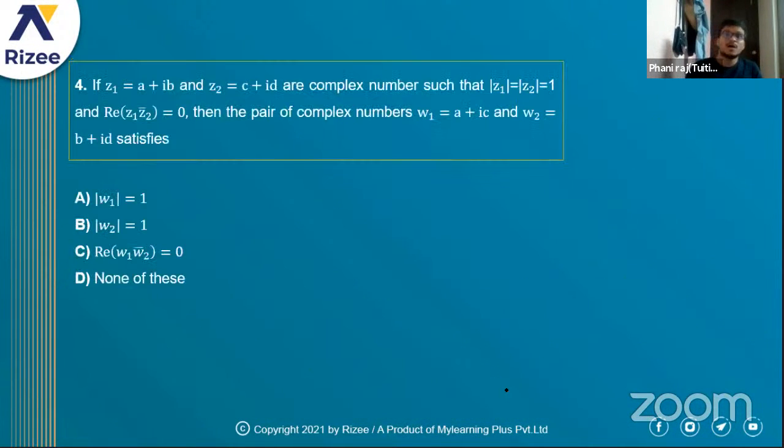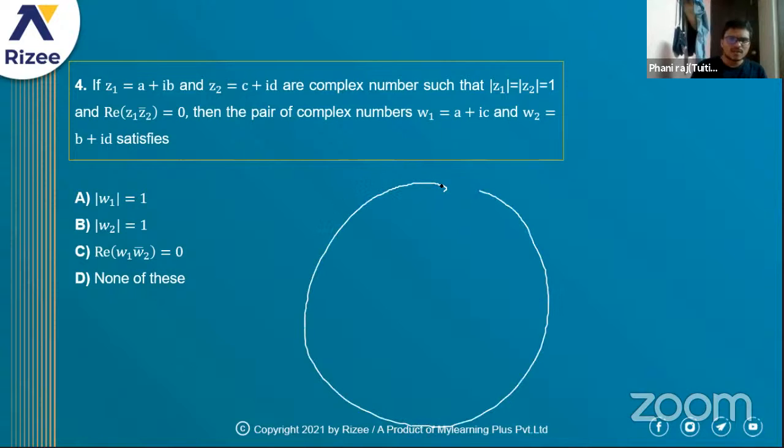Okay. Now, this is another question where geometry plays a very important role. If Z1 equal to A plus IB, Z2 equal to C plus ID, and so on. Now you see, I'll draw a circle. This is the center. Suppose this is Z1 and this is also Z2. The circle radius be 1.